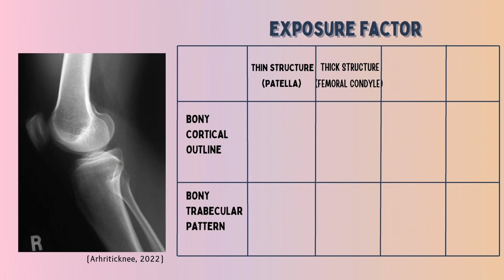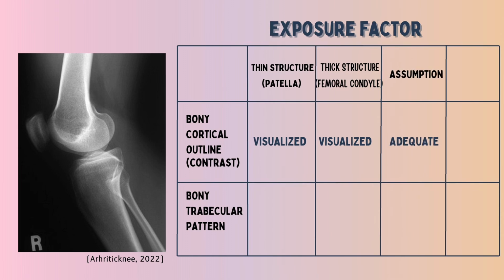Now, let us evaluate the exposure factor of this radiograph. In terms of the radiographic contrast and the penetration, we can see that the bony cortical outline for the thin structure, which is the patella, can be seen. And the bony cortical outline for the thick structure, which is the femoral condyle, can also be seen. Therefore, the KVP used for this radiograph is adequate for penetration and the radiographic contrast.